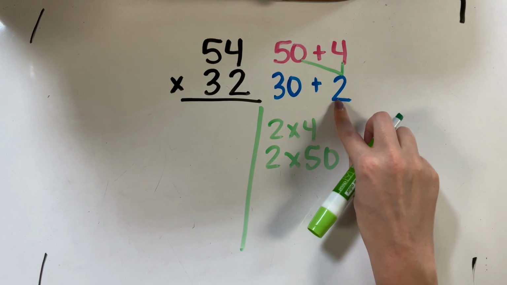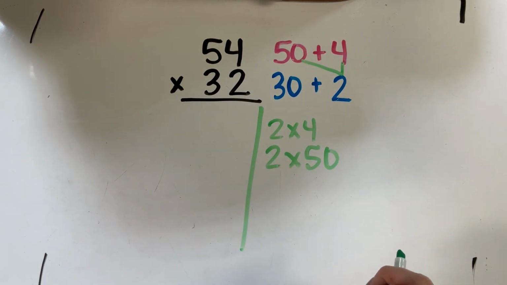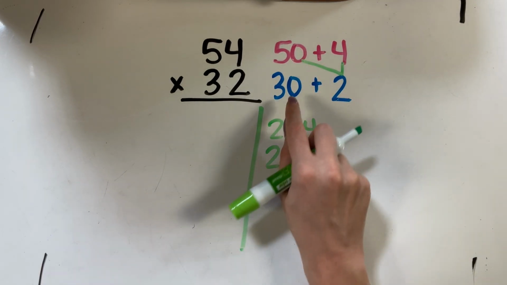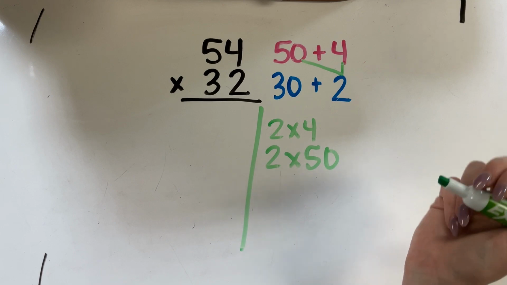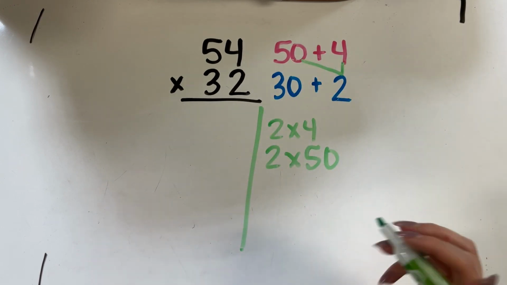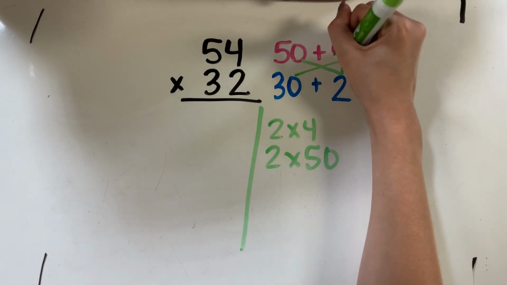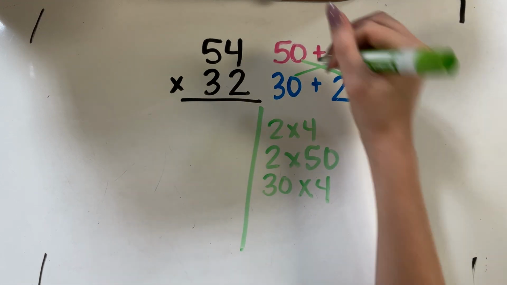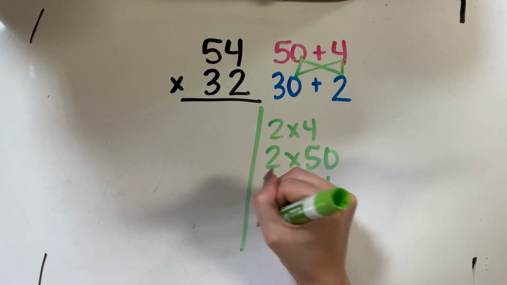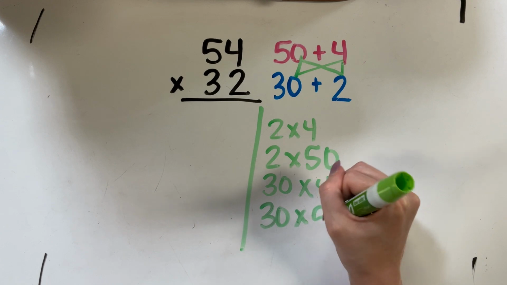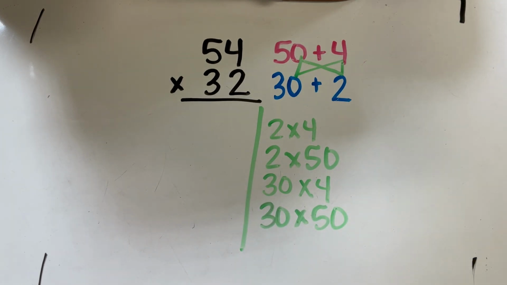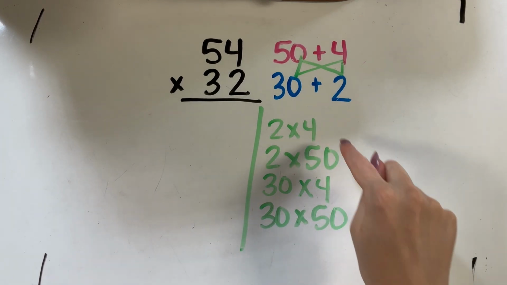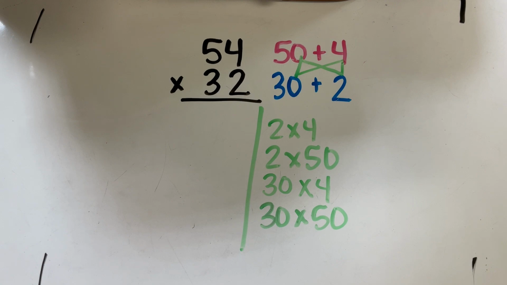Now, I've multiplied 2 times all the numbers that I need to. I'm going to do the same thing now with 30. I'm going to multiply 30 by both of these top numbers: 30 times 4 and 30 times 50. All right, now that I have my nice list of all of the equations that I need to do, I can start doing my math.